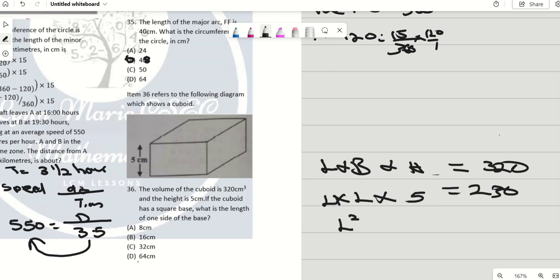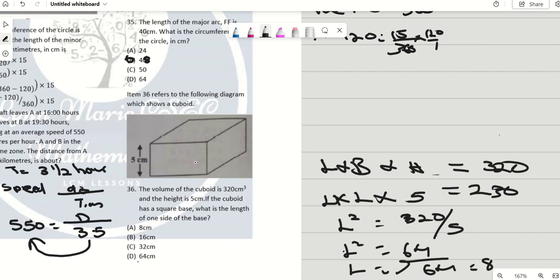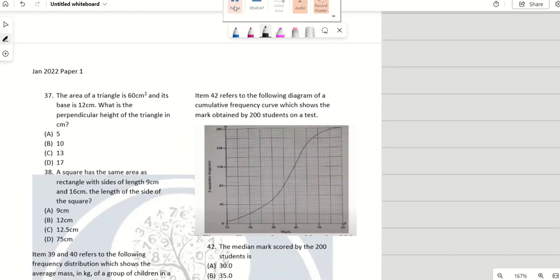Then L squared, L by L, is equal to 320 divided by 5. This is L squared is equal to 64. What multiplied by what would give you 64? L is equal to the square root of 64, so the answer is 8. So the side would be 8. Now, number 37 says the area of a triangle is 60 and its base is 12.